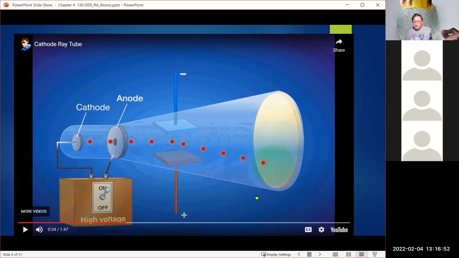Okay, so here, JJ takes an electrical field. Notice the negative on top, positive in the bottom, and look at what happens to that beam. It gets deflected. Specifically, it gets deflected to the direction of the plus charge. So that infers, does it not, that that red beam must be a negative charge, okay?